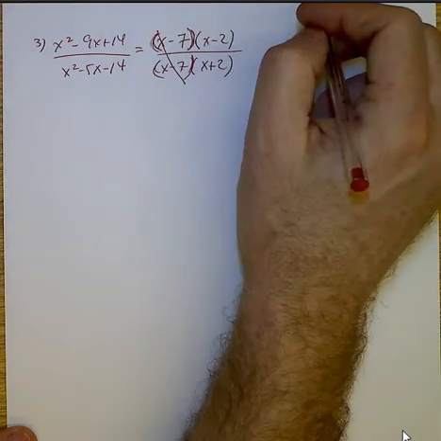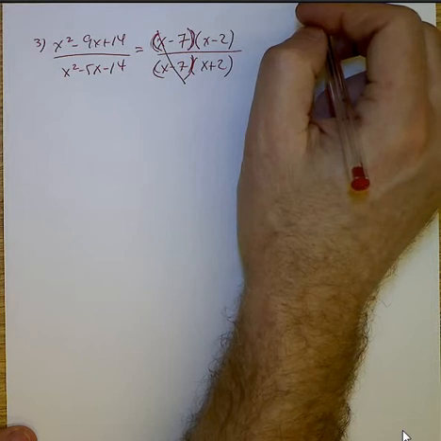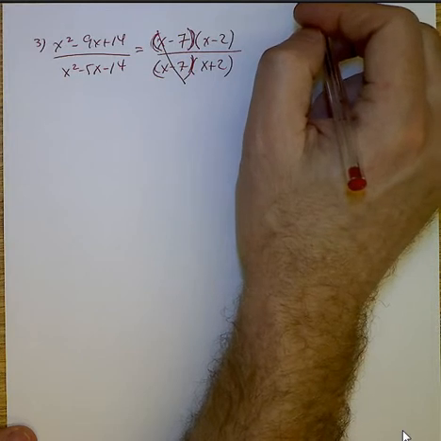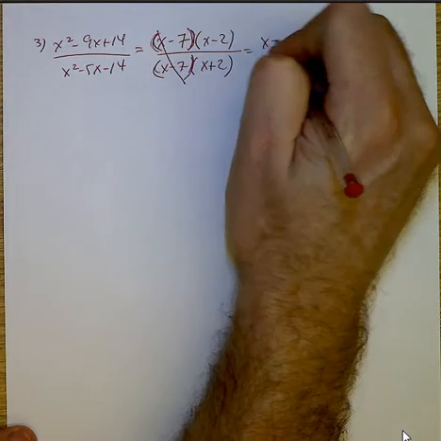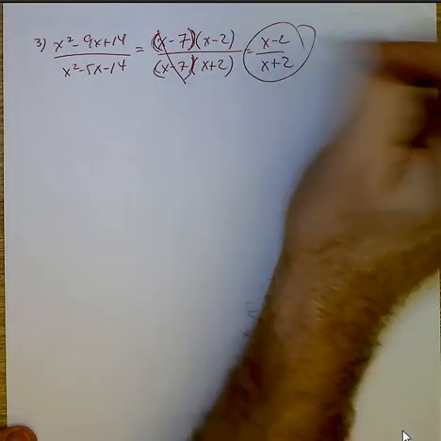It's the same as 1 over 1, 5 over 5, 6 over 6. Anything over itself is 1. And that leaves us with our answer, which is that. Let's try another one.